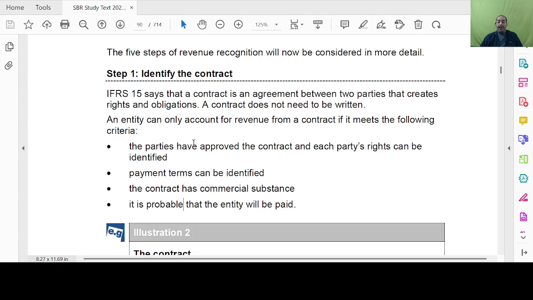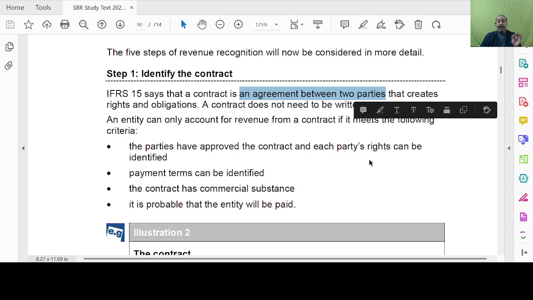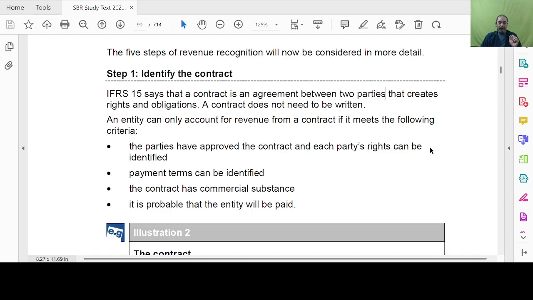The first one is that the parties have approved the contract and each party has understood and identified their rights. A seller has understood his right that he has to sell the goods on receiving the consideration. A buyer has understood his rights that on delivery of the goods he has to make the payment of the consideration. So there will be 2 parties, as I said, an agreement between 2 parties that creates rights and obligations on the part of both the entities, right?